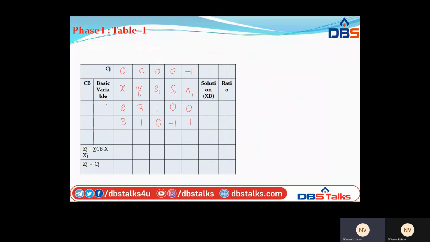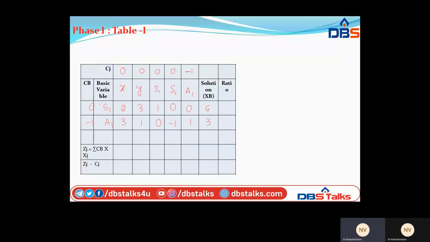In the first constraint, we have only one variable, that is the slack variable. In the second constraint, we have the slack variable and, at the same time, the artificial variable. In both cases, we need to first give preference to the artificial variable, since we need to eliminate it first. Then what are the coefficients? 0, minus 1. Then, in the same method, find the solutions: 6 and 3.